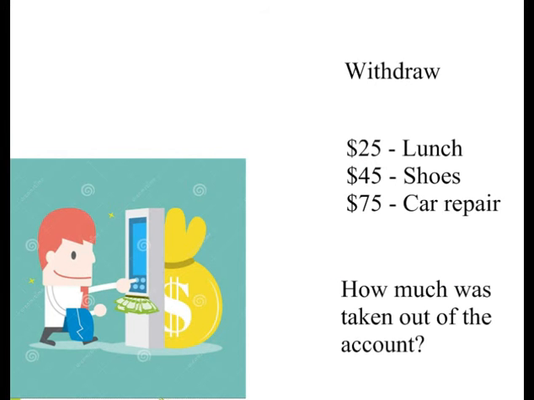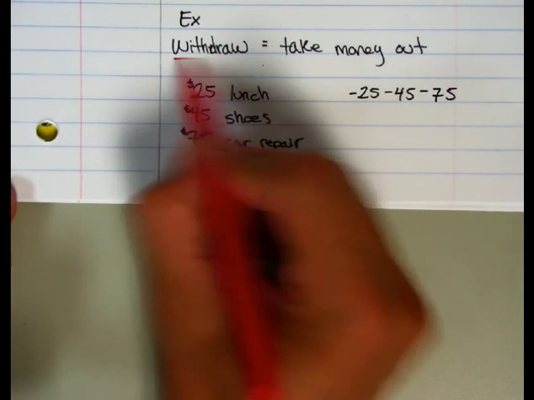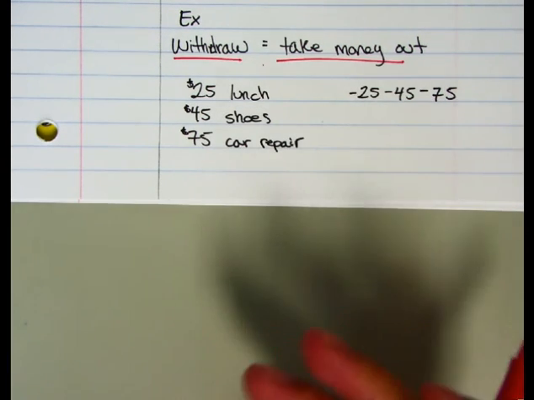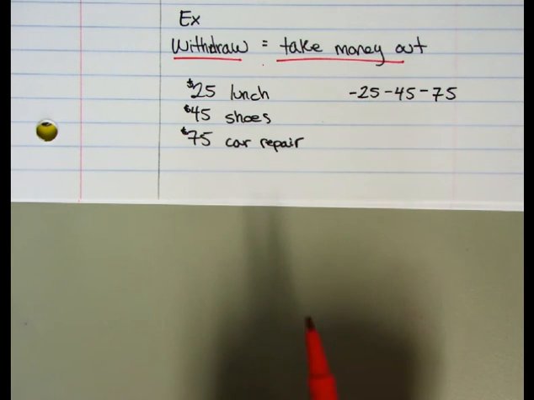So I posed to you this last question. I went to the bank the other day and I withdrew some money. To withdraw means to take money out. I took $25 out for lunch, $45 for shoes, and $75 for a car repair. I want to know how much money was taken out of my account. So remember, when you withdraw something, that means to take money out, to decrease the amount of money that you have in your account.